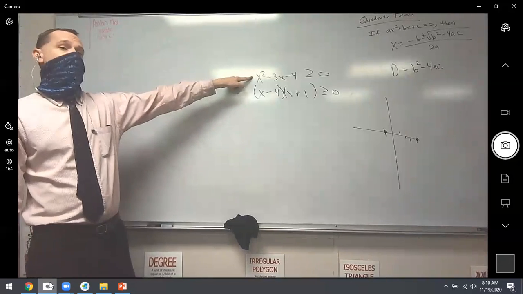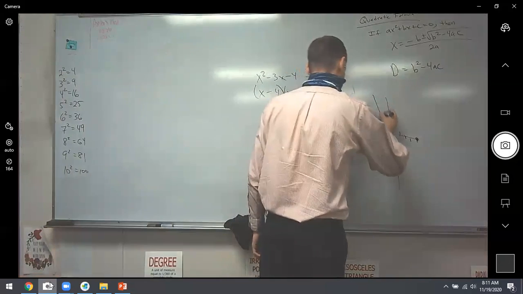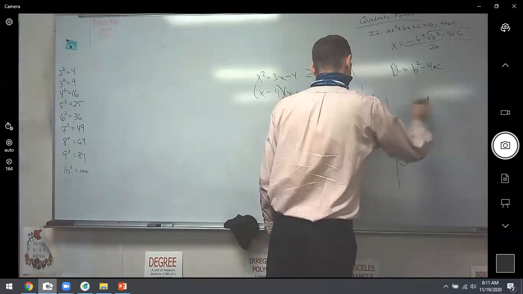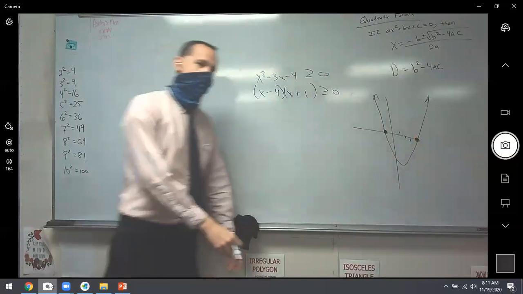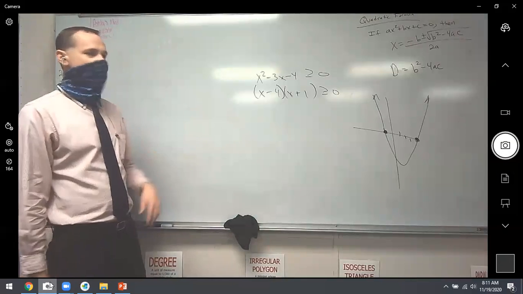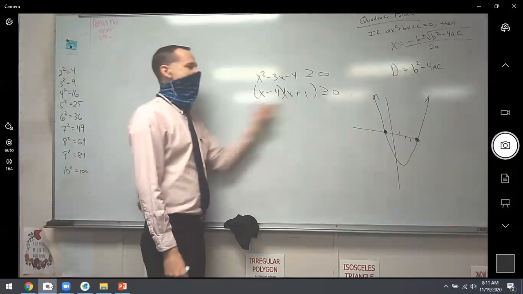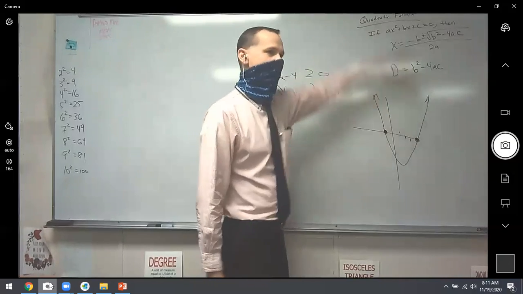It's a positive quadratic, so it's going to open up. So a rough sketch looks like this. I don't really care what it all looks like on these particular problems because I'm really just obsessed with where it crosses the axis. If we got that, we're good. So the point of this is we're looking for anywhere where this graph is greater than or equal to 0. So anywhere where it's above the axis.